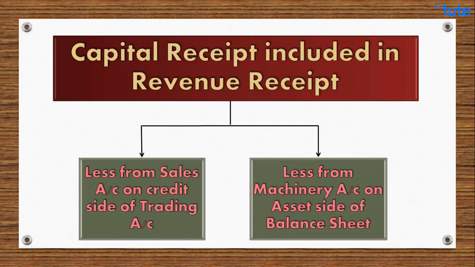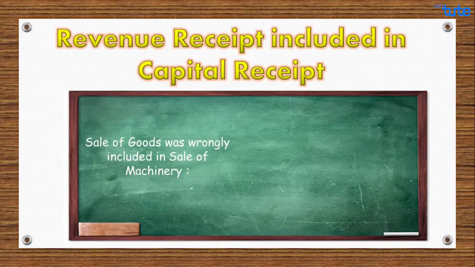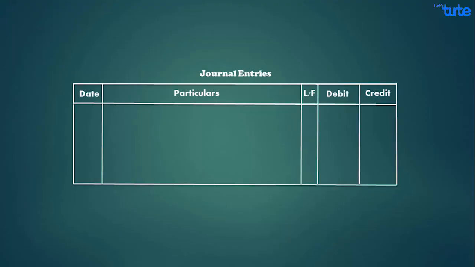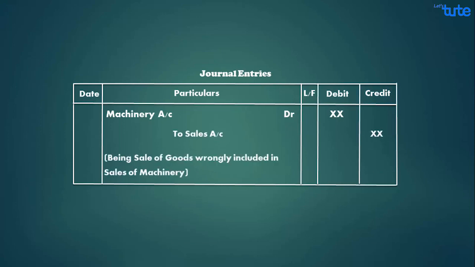In the opposite case, where sale of goods is wrongly included in sales of machinery, that is revenue receipts included in capital receipts. The rectification entry will be machinery account debit, since we need to add back in sales from where the sale was wrongly deducted, to sales account, that is added to sales of goods.